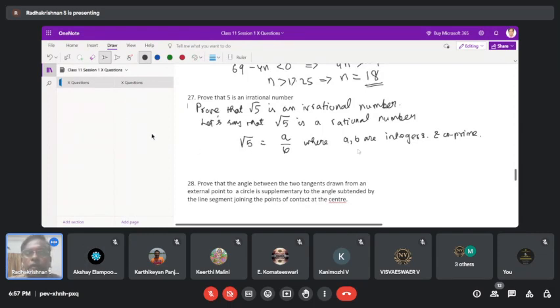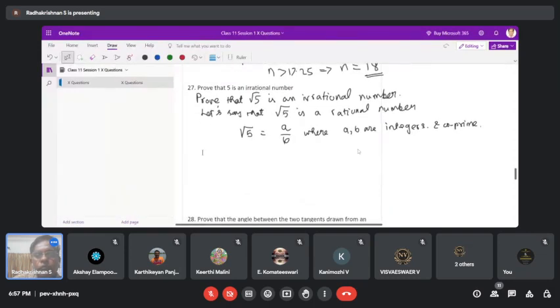So if it is not irrational, that means if it is a rational number, it should be equal to some a by b, right? Now, what this means is a equal to root 5 b, by cross multiplication. And if you square, you get a square equal to 5b squared.